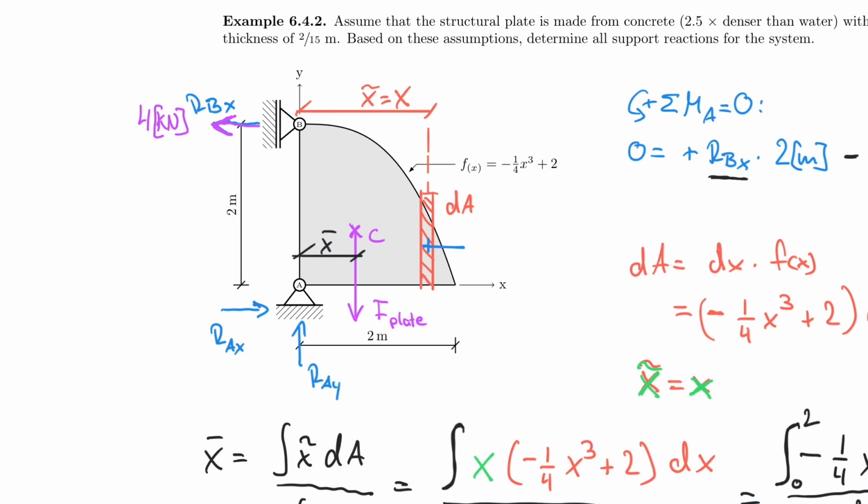And I also know now for the sum, because of the sum of the forces in the x direction being equal to 0, I also know that RAX is equal to 4. So I know that this is equal to 4, right? And my RAY must be equal to F plate, which therefore is equal to 10 kilonewton. And now I solved exactly what the problem was asking me to do.